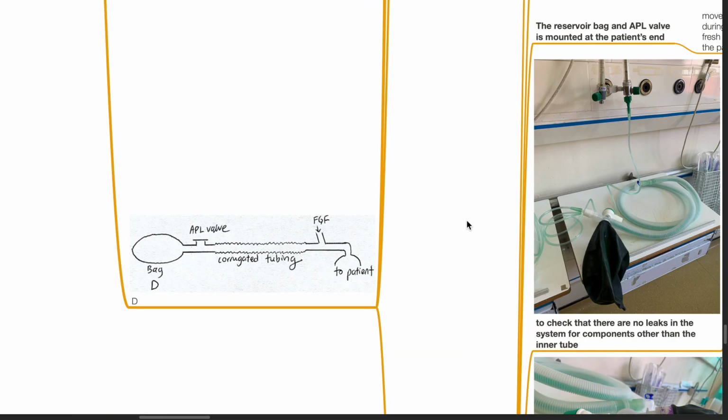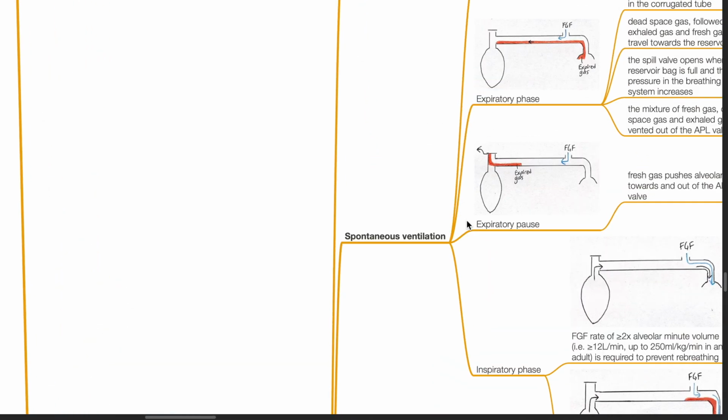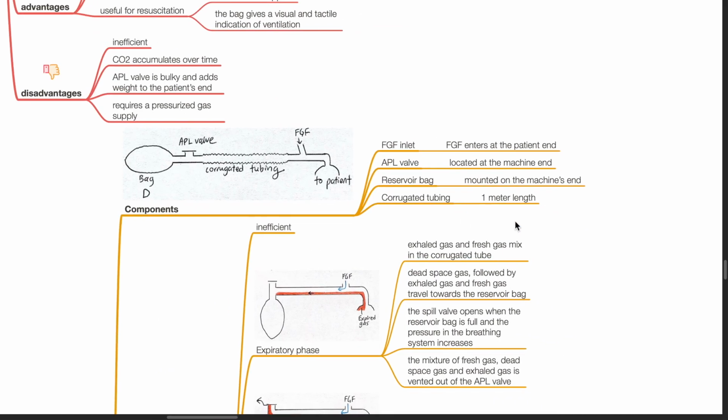Mapleson D system. Components include a fresh gas flow inlet. Fresh gas flow enters the patient's end. The APL valve is located at the machine's end. The reservoir bag is mounted on the machine's end, and the corrugated tubing is 1 meter in length.